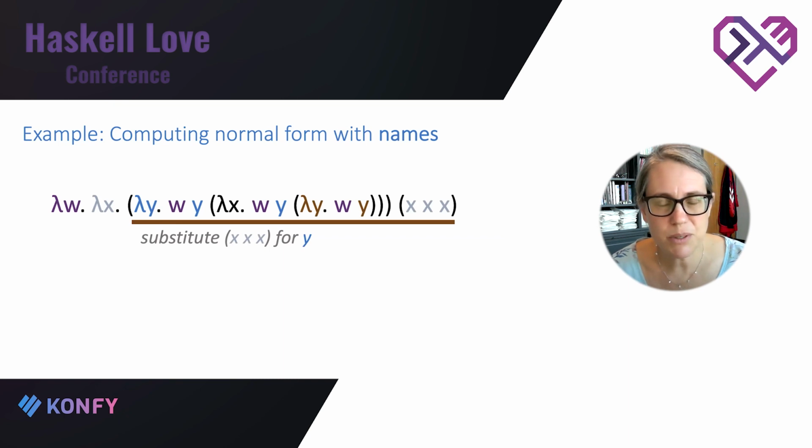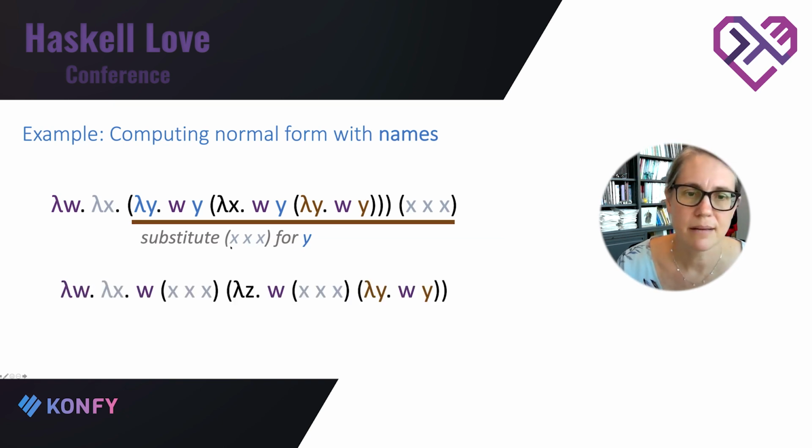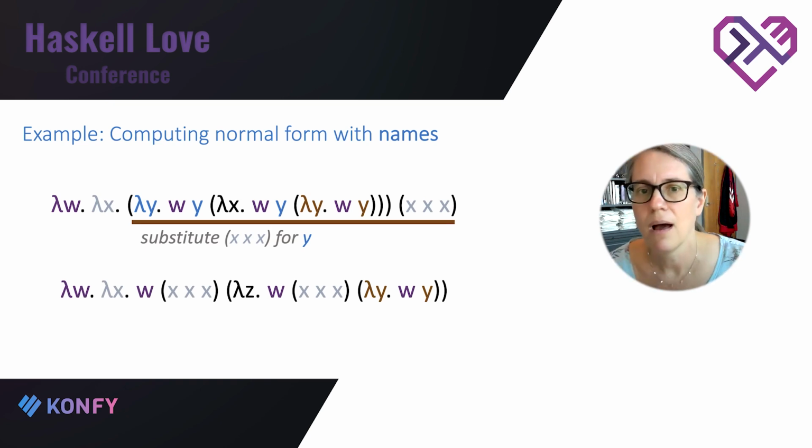Okay, so what happens when we substitute? You can see I've color-coded things. The y's that we are substituting for are all blue in this example. So we're going to replace this y and this y with the triple x term. We're not going to replace this y because that refers to this binder, not the binder that we are beta reducing. Right, and so here is our example.